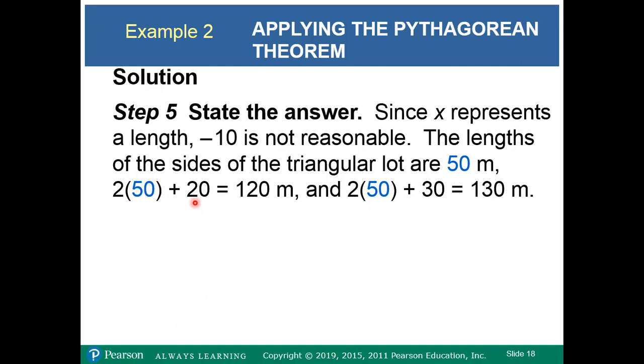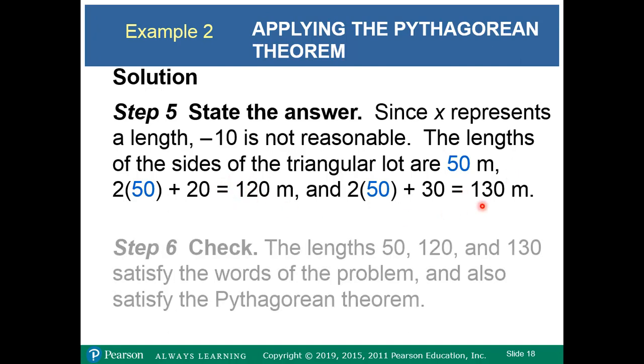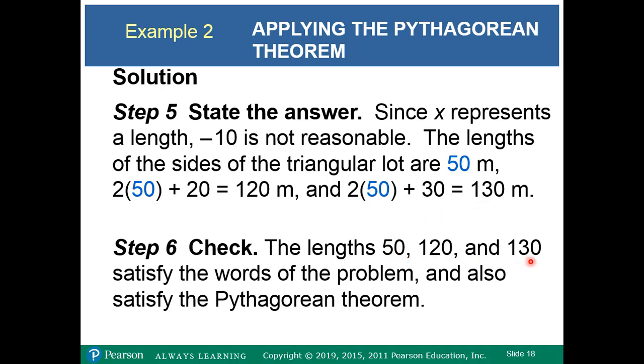Okay. So the length of the sides has to be what? The length of the shorter leg is 50 meters. And then the length of the longer leg is 2 times 50 plus 20, which is 120 meters. And then the length of the hypotenuse is what? 100 plus 30 is 130 meters. Okay, so 50, 120, and 130. Now the lengths are these. So now we want to go back and see if it satisfies the words of the problem, and also satisfies the Pythagorean theorem. So does this squared plus this squared equal this squared?